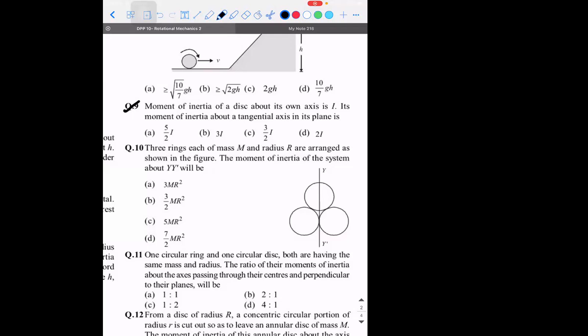Sir, is it 3I? How did you get that? So I did mr square by 2 plus mr square. Then it should be 3 by 2 mr square, no? So is it 3 by 2 mr square? But here I is given. So if you take mr square by 2 as I, then 3I will come.